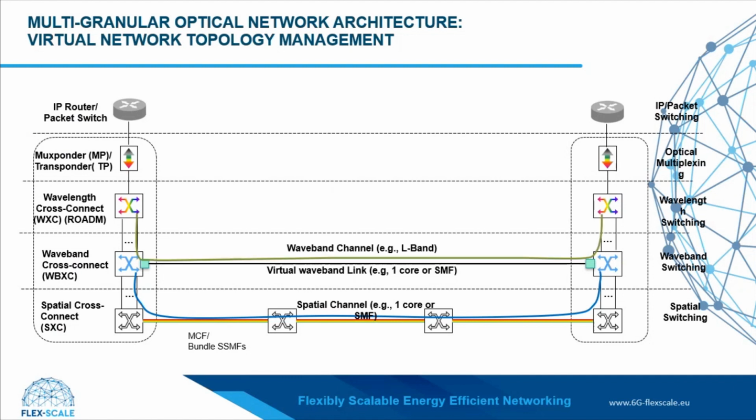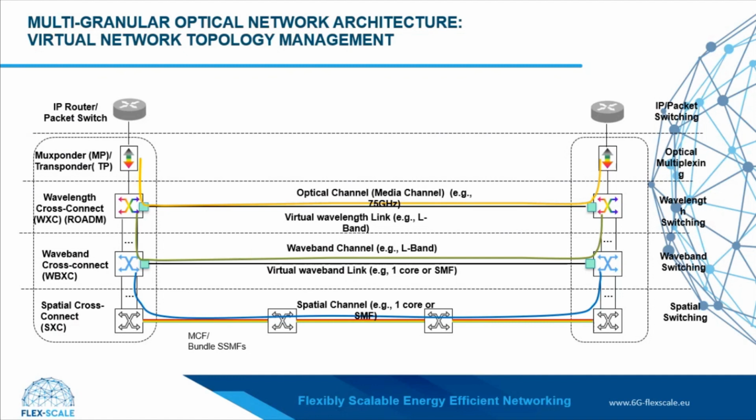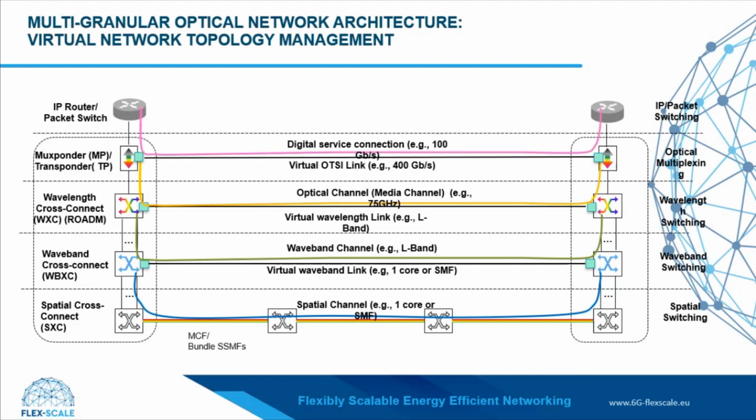Then after that, we need to provision a waveband channel, for example between this pair of ROADMs. For example, we need the L band. Then it is represented as a virtual link between this pair of ROADMs. Then we need an optical channel between this pair of transponders, for example an optical channel requiring a bandwidth of 75 gigahertz, and it is represented as a virtual OTC link, saying that these transponders have a capacity of 800 gigabits per second. Then we provision a digital service connection, for example of 100 gigabits per second. And finally, we can represent this connection as a virtual packet link between this pair of nodes.